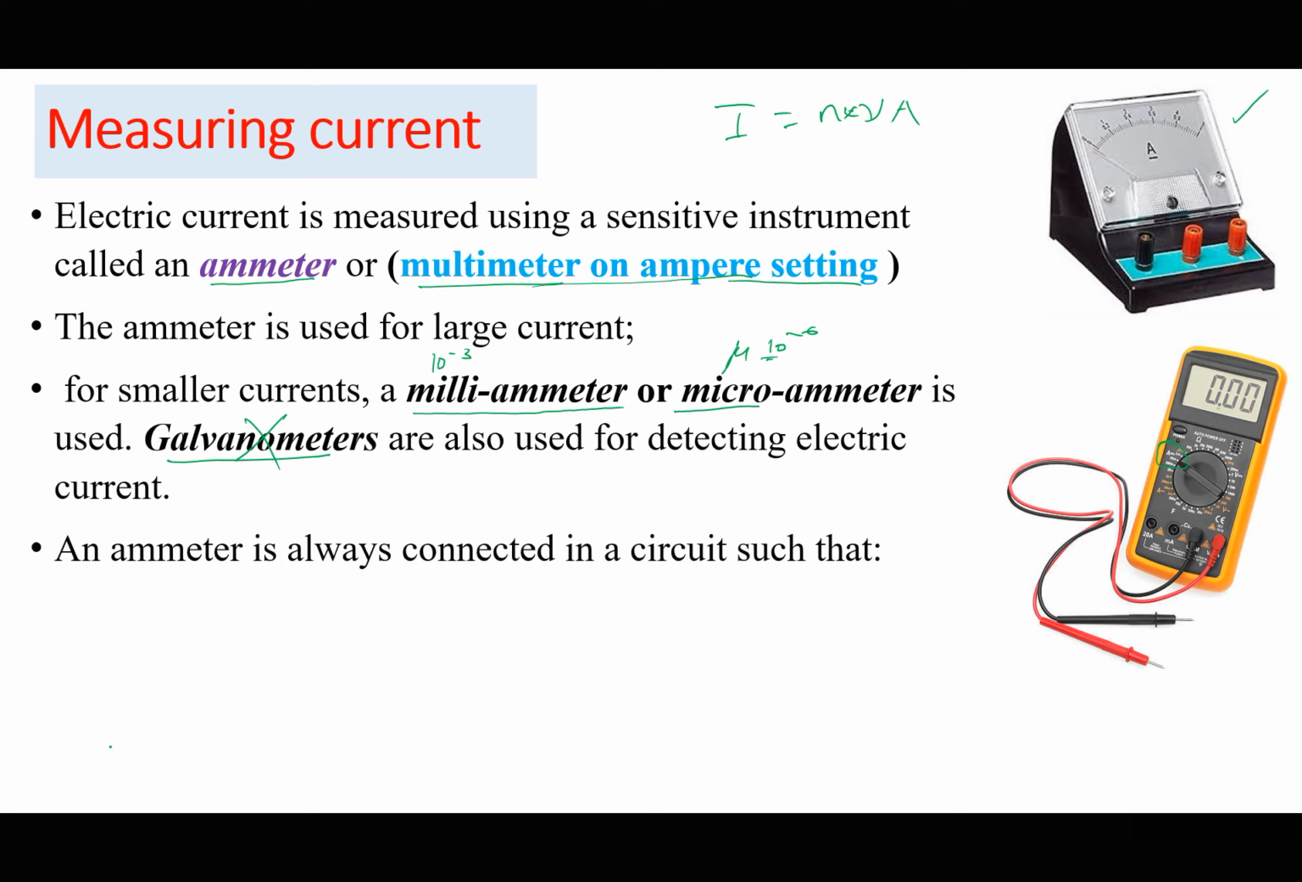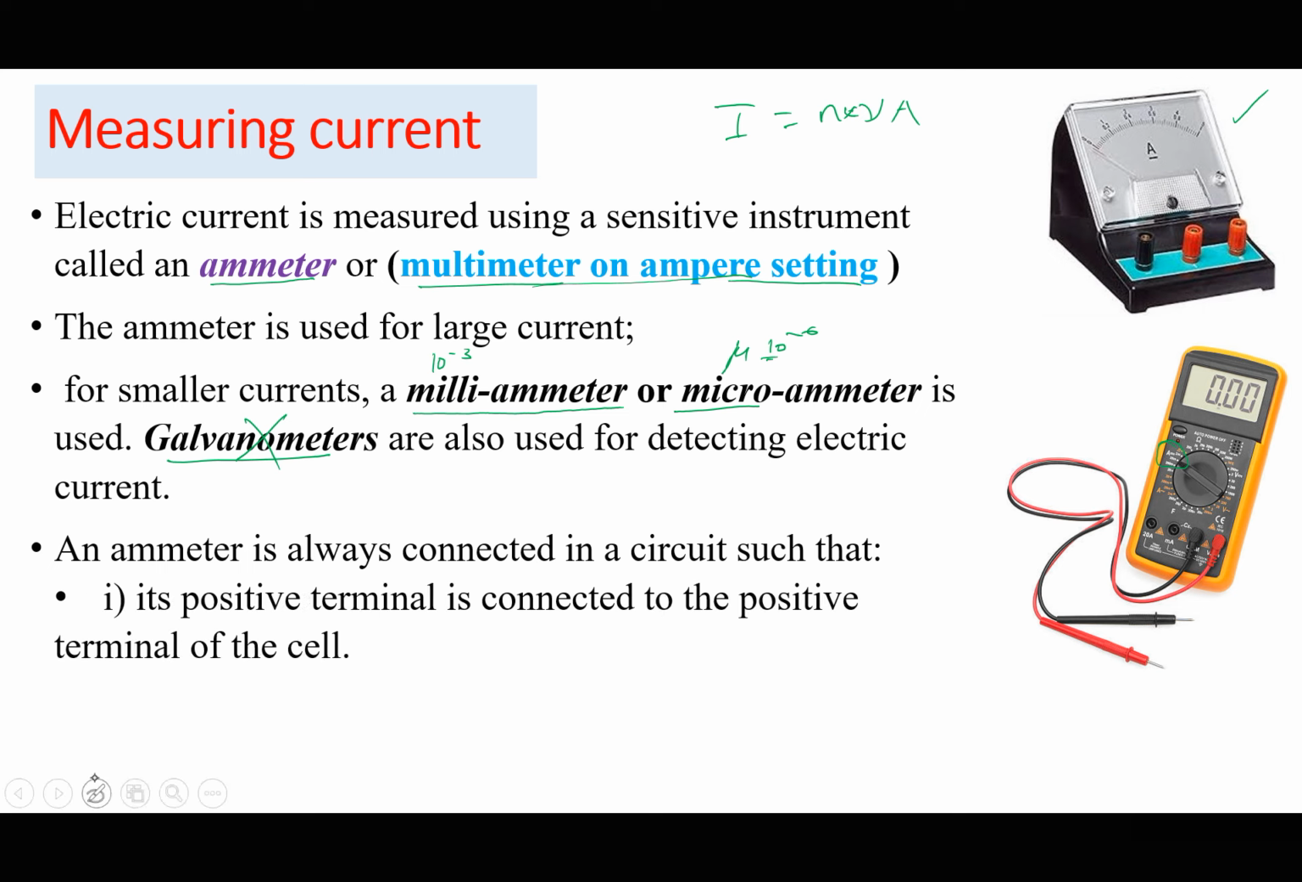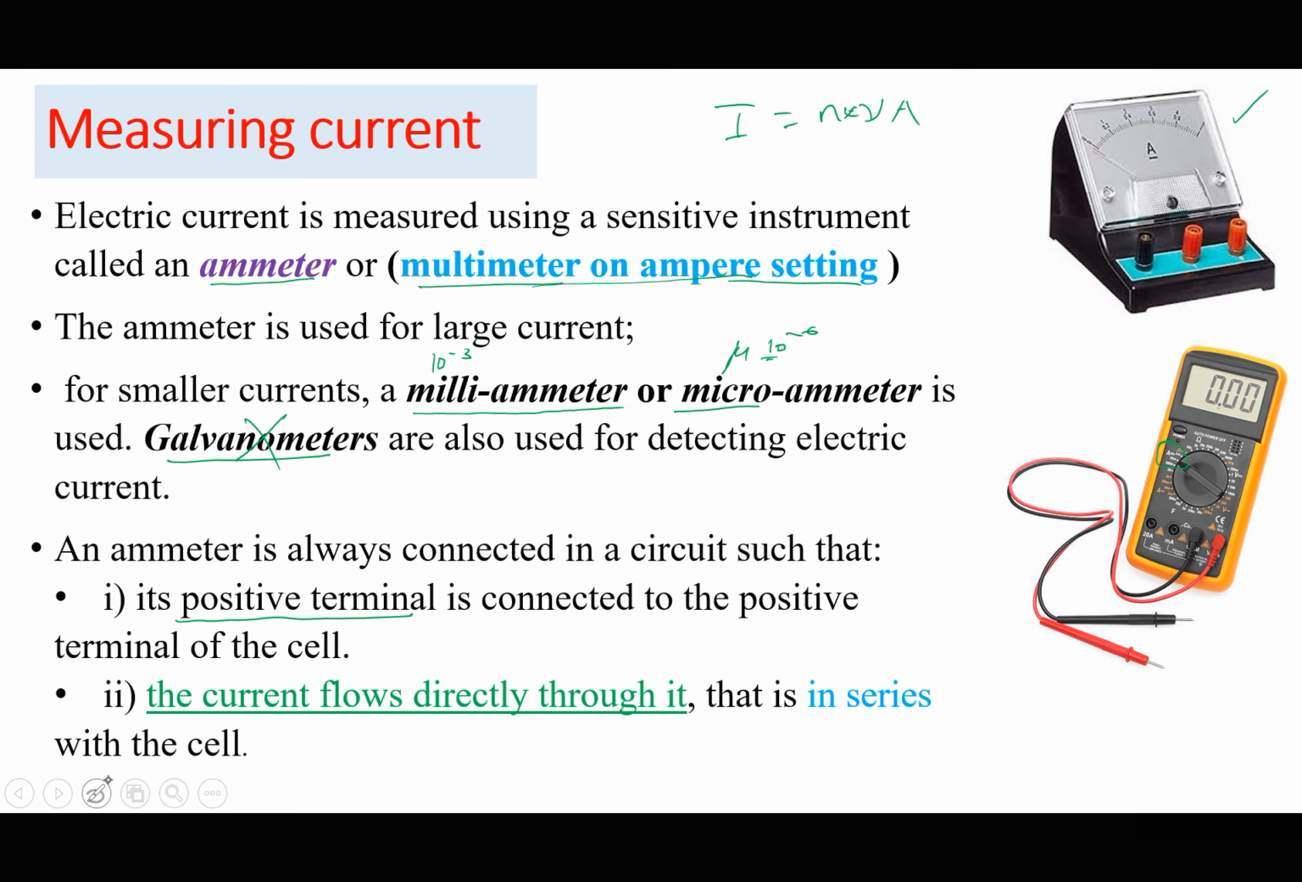An ammeter is always connected in a circuit such that its positive terminal is connected to the positive terminal of the cell. We join the positive terminal of the ammeter to the positive terminal of the cell if we are measuring current through the ammeter. This is because the current flows directly through it. That is, it is connected in series.